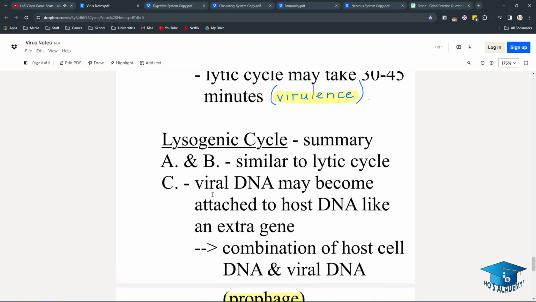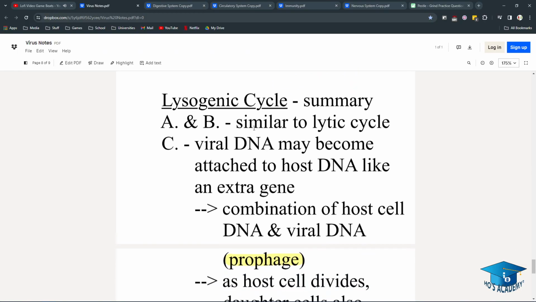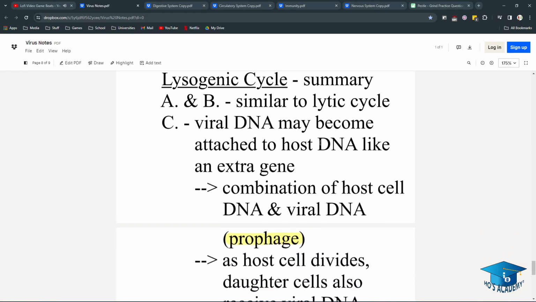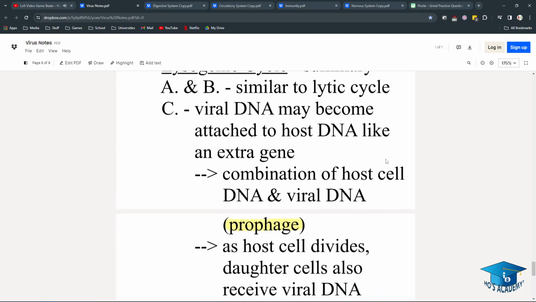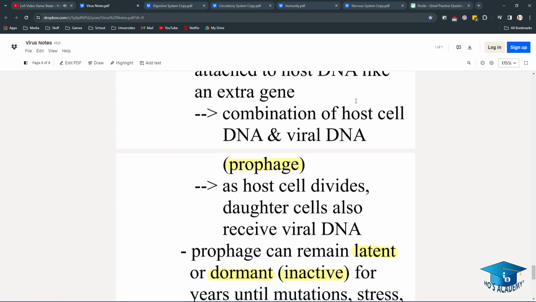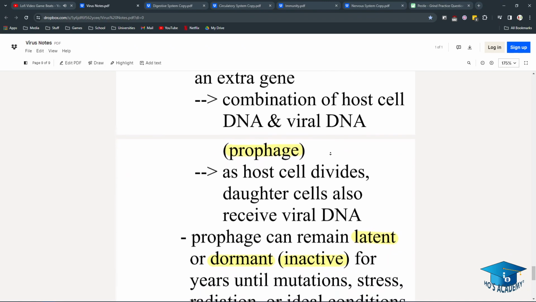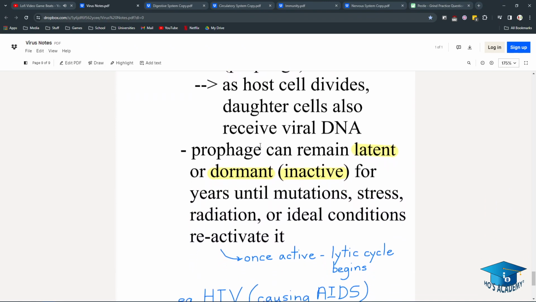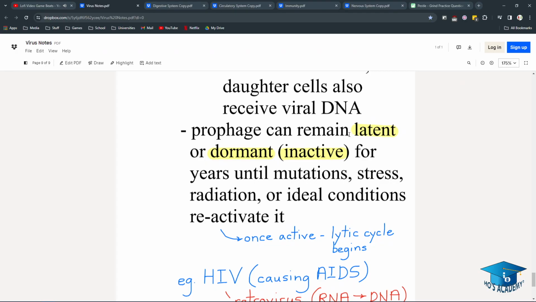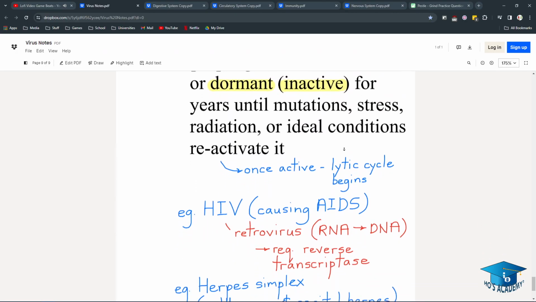For the lysogenic cycle, in summary, it's quite similar to the lytic cycle, except they may be attached to the host DNA like an extra gene, and they will slowly produce it over time rather than immediately. So the combination of host cell DNA and viral DNA is called a prophage. As host cell divides, daughter cells also receive viral DNA. So it's an even bigger issue, because even after mitosis, the new cells will still have viruses in them, and it can be latent for up to even years until mutation, stress, etc. activate it.